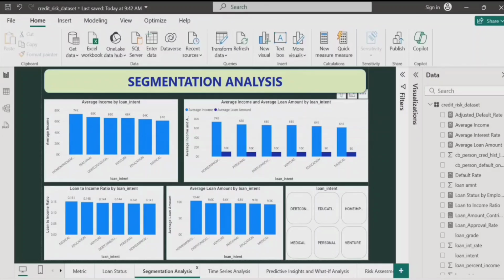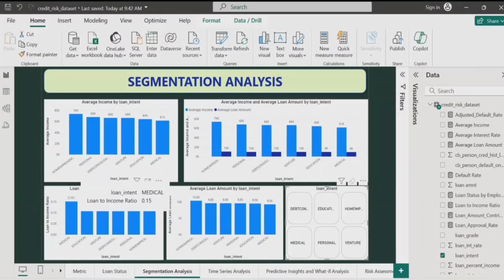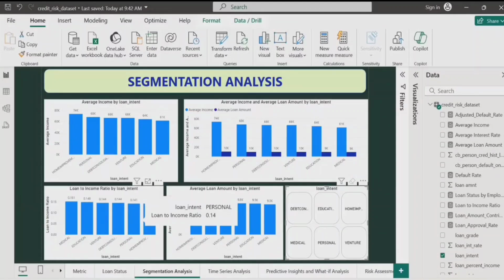This bar chart shows us the average income and the loan amount sanctioned. Like the home improvement has the average income of $74,000, but the loan sanctioned to him is $10,000. So our question was, which intent has the highest loan amount to income ratio? So medical has the highest loan to income ratio by loan intent.